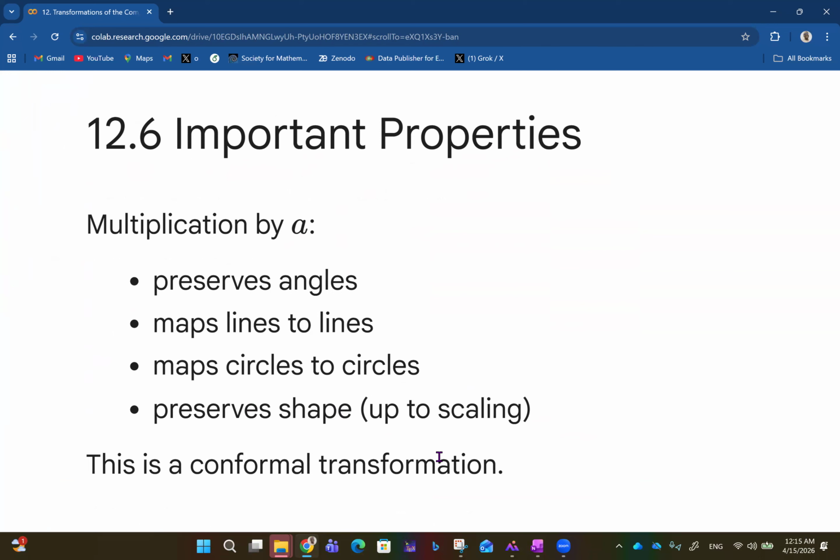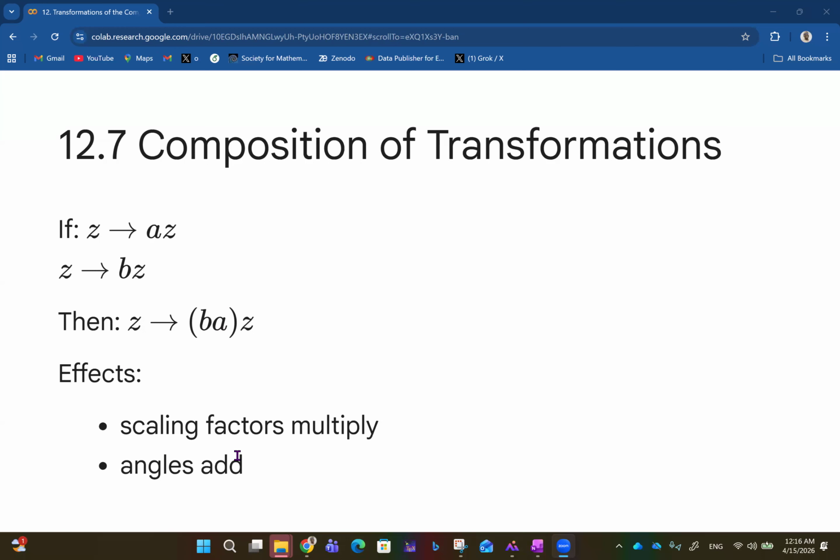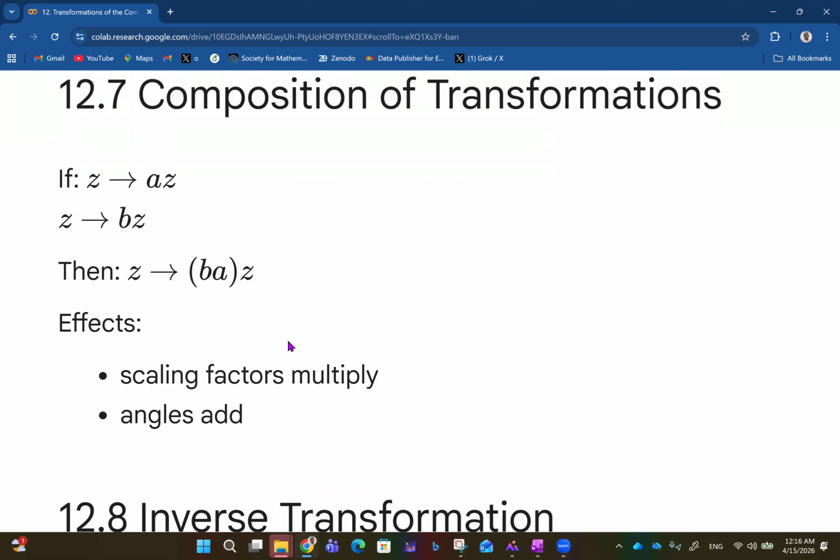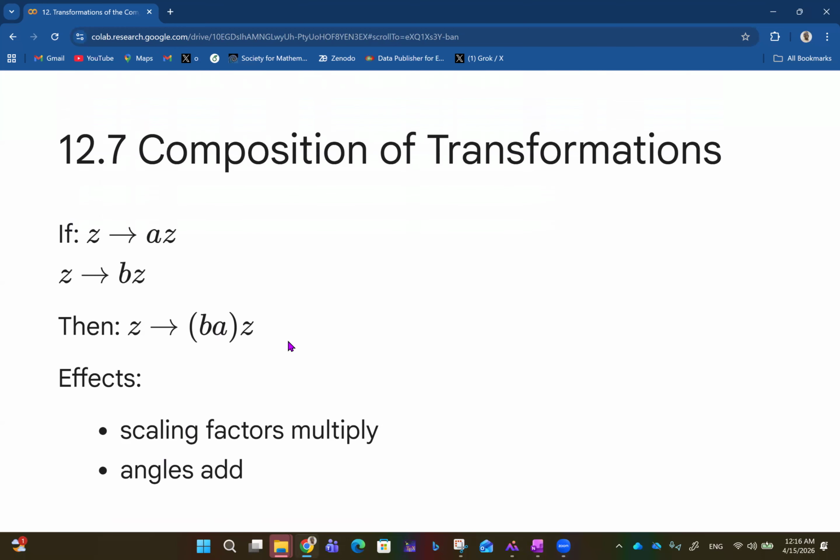Then we have composition of transformations. So if Z is mapped to AZ and Z is mapped to BZ, then we can have a composition such that Z is mapped to BAZ, like that. So the effect is that you have scaling factors multiplying and then angles are added, like that. So it's like everything is amplified by the double scaling.